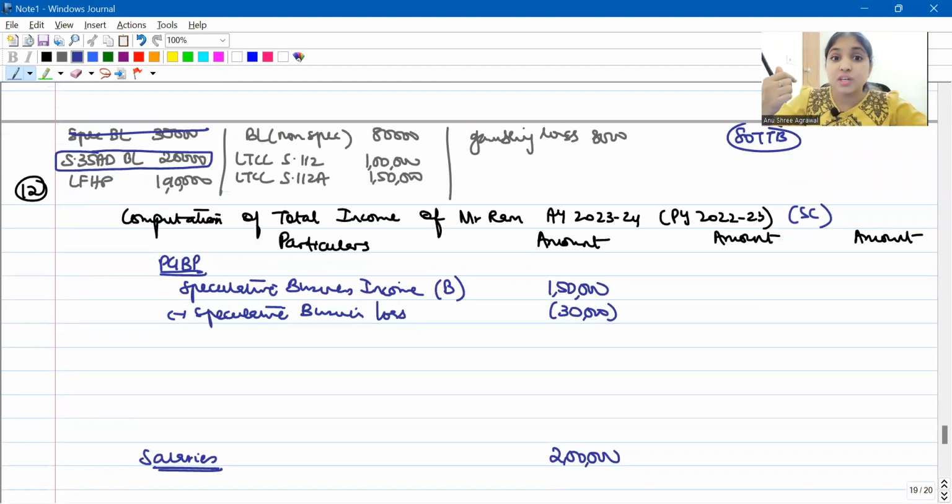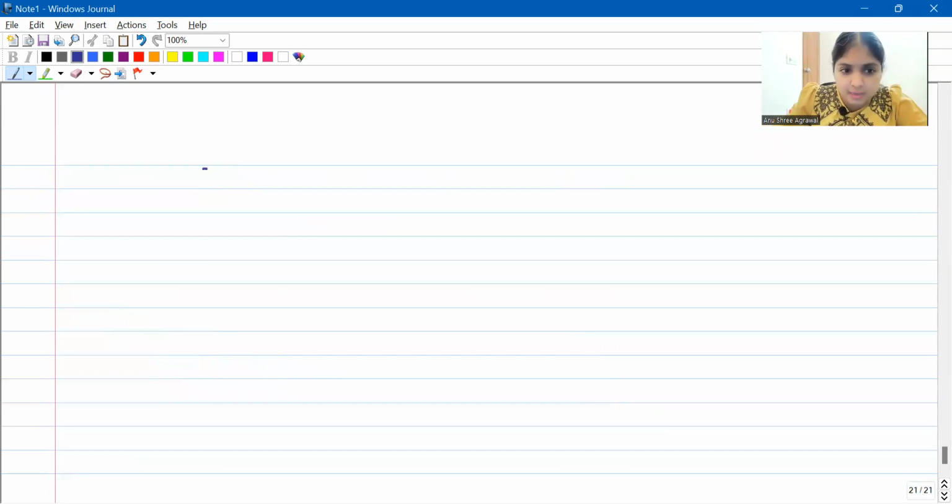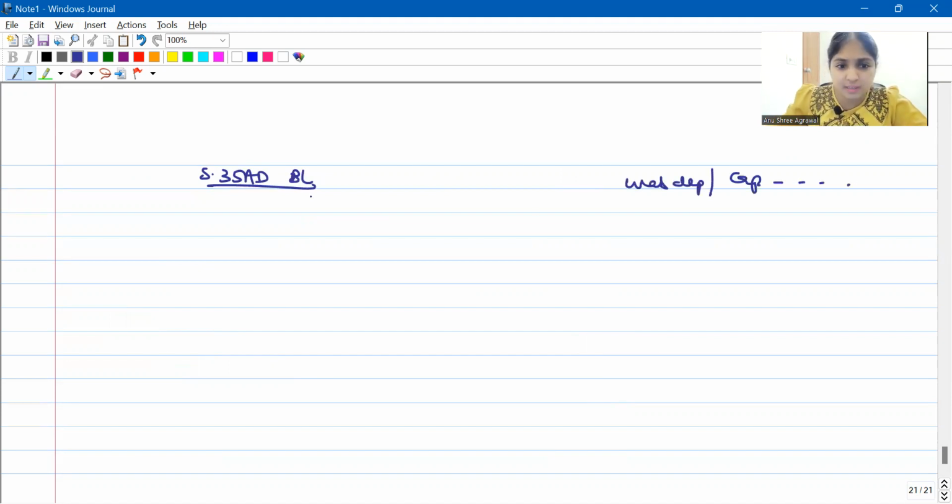Only unabsorbed depreciation, unabsorbed expenditure on family planning, unabsorbed capital expenditure on scientific research. Only these three you can adjust against anything. But 35AD business loss, see, listen, I'll give you a small comparison. When you talk about 35AD business loss and when you talk about unabsorbed depreciation, unabsorbed capex on scientific research and all that, there is a similarity. What is a similarity? That I can carry them forward for any number of years. I can carry forward both indefinitely. Both I can carry forward for any number of years. But what is the difference?